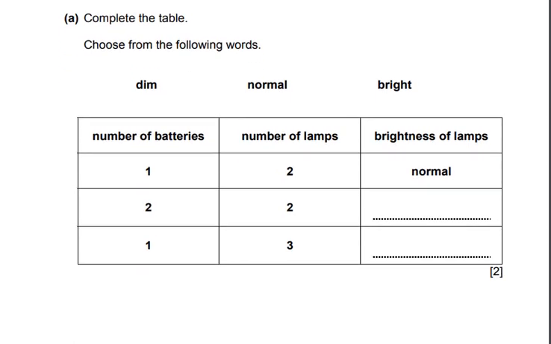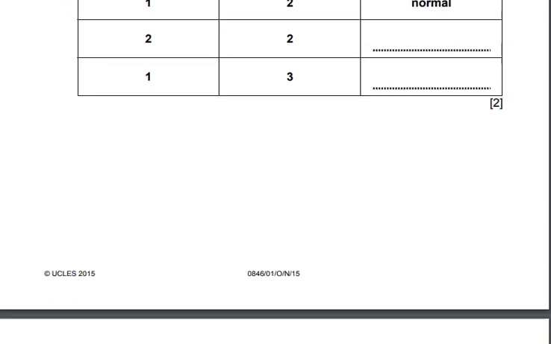So, number of batteries, we have 1. Number of lamps, we have 2. Brightness of the lamps will be normal. And number of batteries, 2. Number of lamps, 2. And the brightness of the lamp will be bright. And the last one, number of batteries 1, number of lamps 3, and the brightness of the lamps will be dim, because we have 1 battery and 3 lamps. That's why it will be dim. Next page.